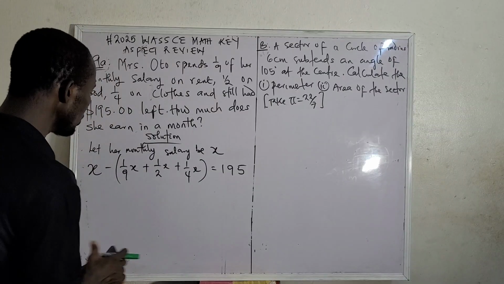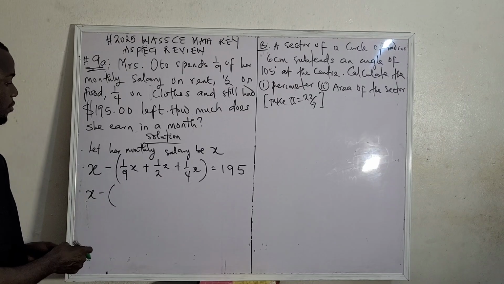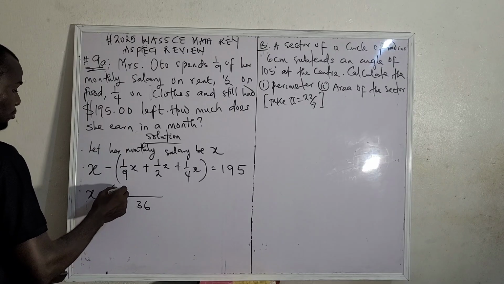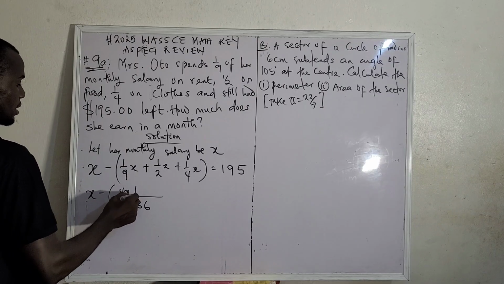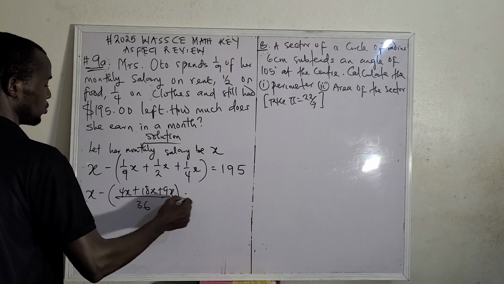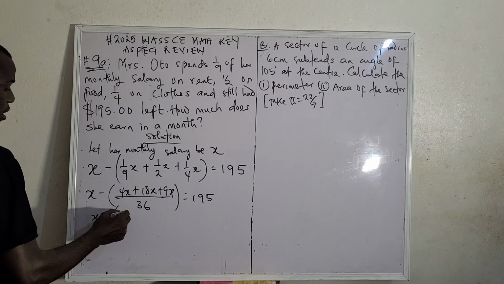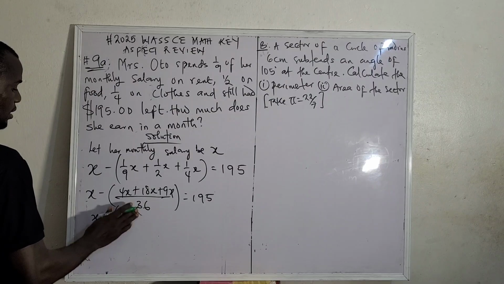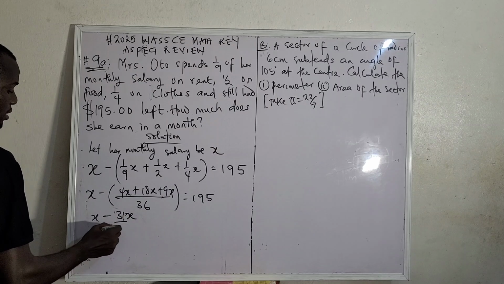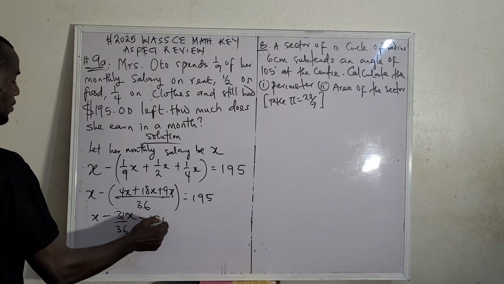From here, what's in the bracket, we can simplify using the LCM of 9, 2, and 4. That will be 36. And so this will be 4x, this will be 18x, and this will be 9x equals 195. Our x here, we have 31x over 36. That's what we are going to have. And so this is equal to 195.